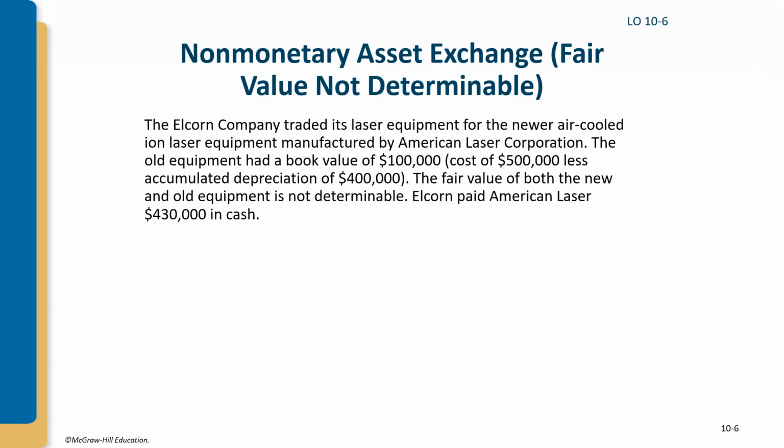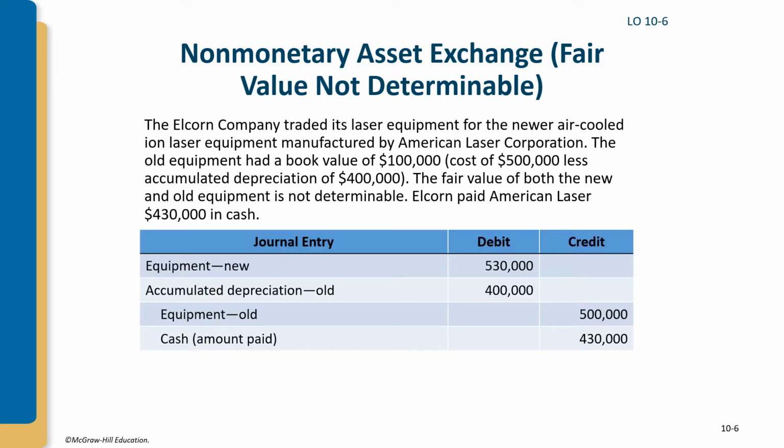What if the old equipment had a book value of $100,000. The fair value of the new and old equipment is not determinable. American paid $430,000 in cash. Well, when that's the case, you'll take the book value of the old asset plus the cash. That's the cost of the new equipment, remove the old equipment, and credit cash. There's no gain or loss on the sale. So when there's no fair value that's determinable, you can't calculate a gain or loss.